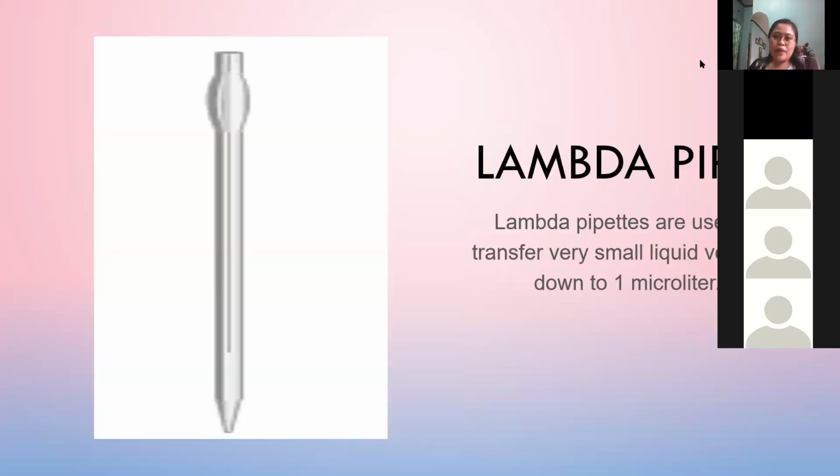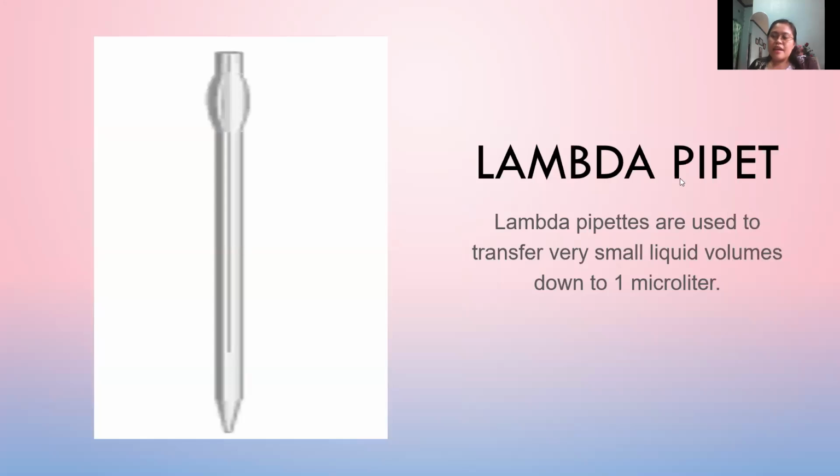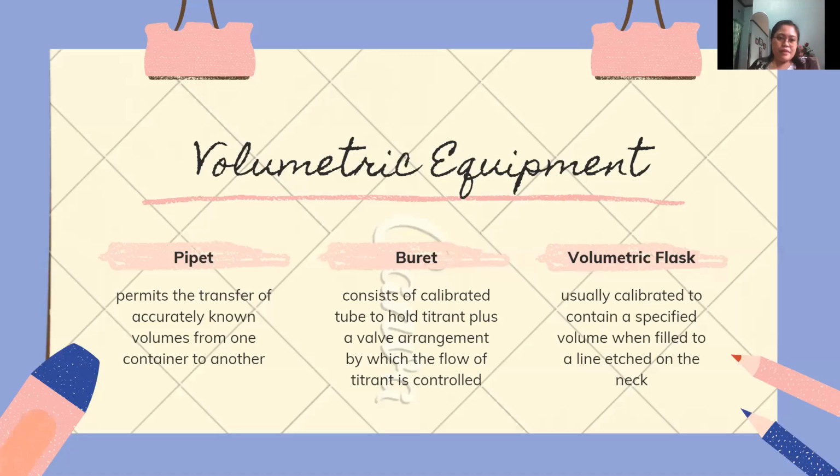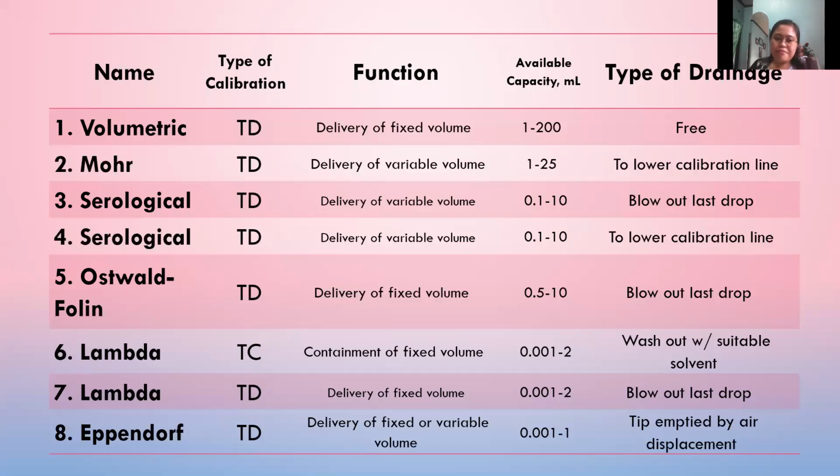So this is how a lambda pipette looks like. This is actually a small pipette that we also use to deliver or to transfer small liquid volumes down to 1 microliter. So this is different from a micropipette. This is a lambda pipette, though they are similar in that both are used for small amounts of liquid.